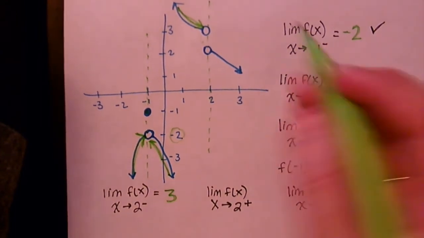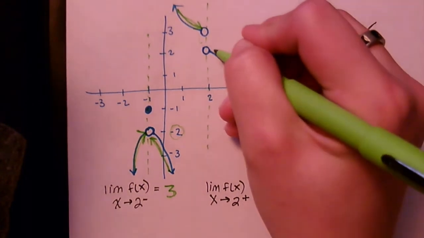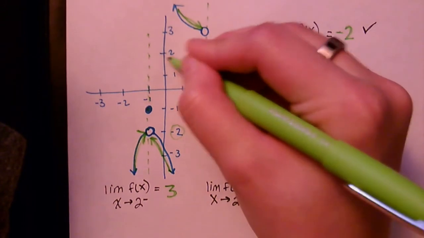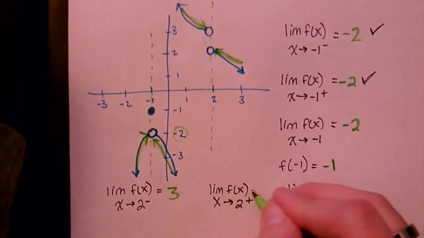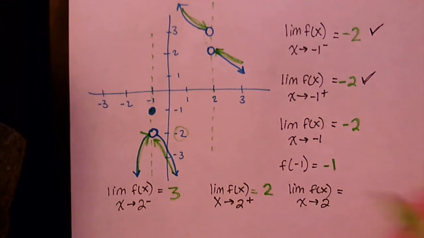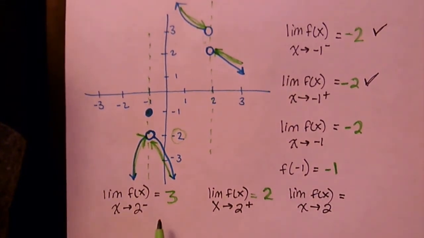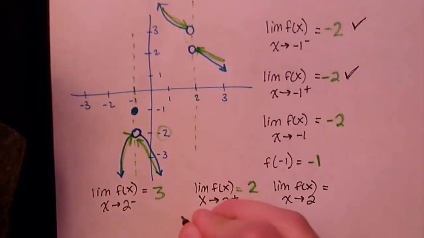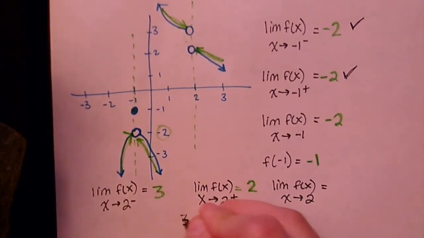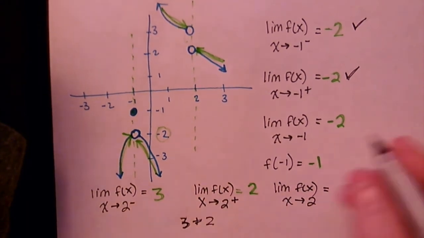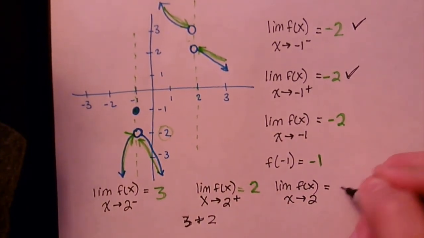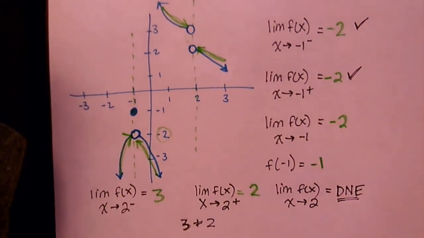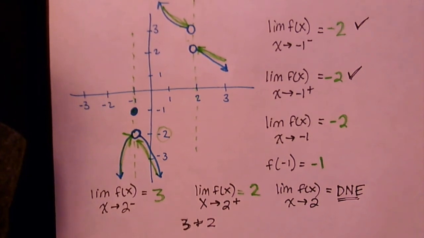Now if we're approaching from the right, same thing, but now we're going from the right side, okay? And we're approaching that line from the right side. And it looks like that y value is 2. Okay. Now this is a little different. Because the left-hand limit and the right-hand limit are not equal to each other, because 3 is not equal to 2, then we can say that the limit of the function as x approaches 2 does not exist. Okay?